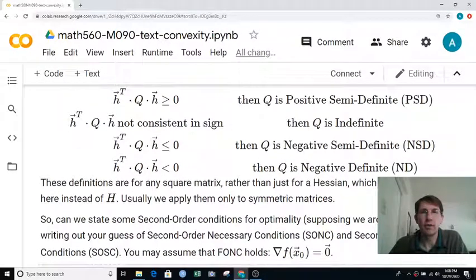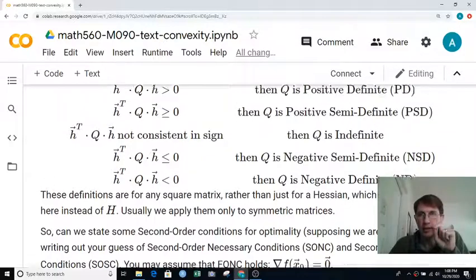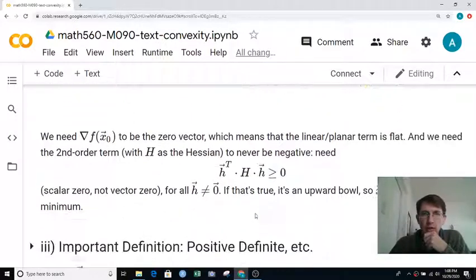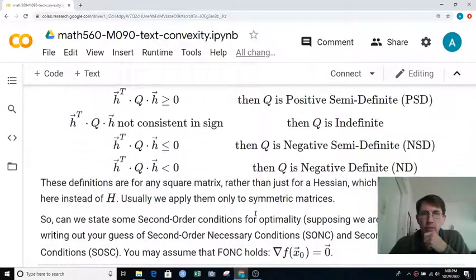So using this new idea that we're at a minimum here when this shape is like that, go ahead and write down what you would conjecture are the second order necessary conditions and second order sufficient conditions for minimizing, and you can assume that we're at a first order necessary condition kind of point, and we'll look at the answer in the next video.